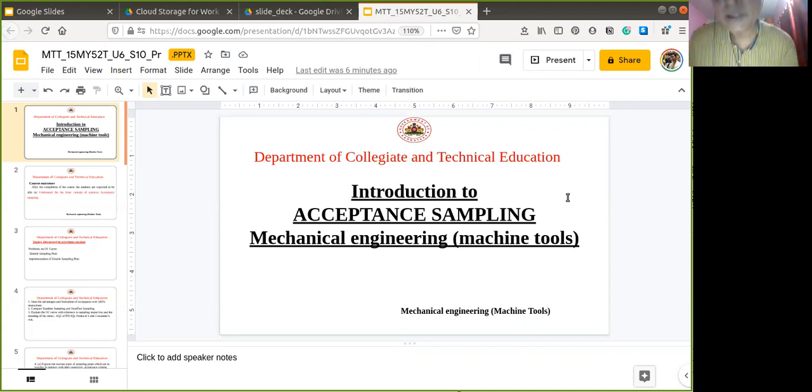Welcome to the 10th session of Unit 6, which is called acceptance sampling. In this session, we will discuss some objective type questions. I am calling them activities for you. After the completion of this, you need to refer to the textbooks and write the notes for that.